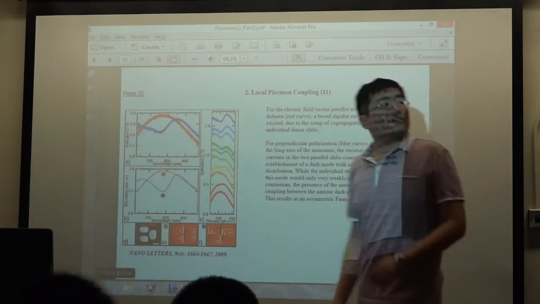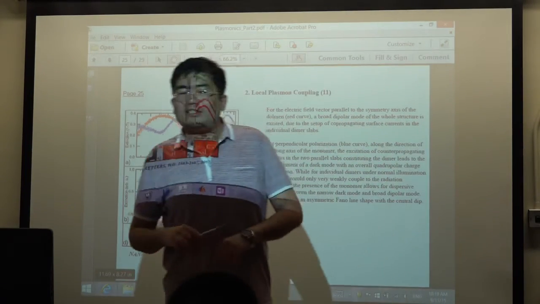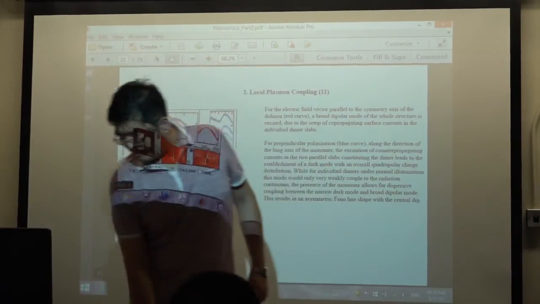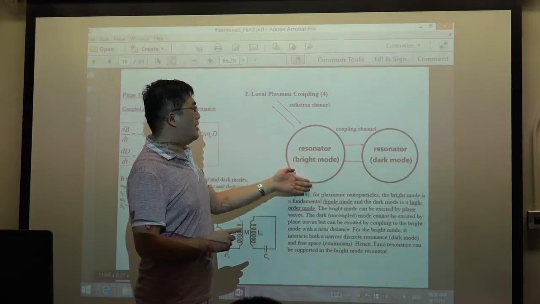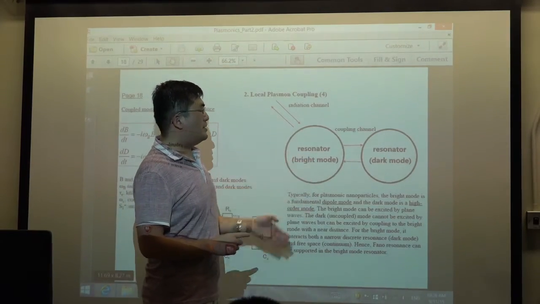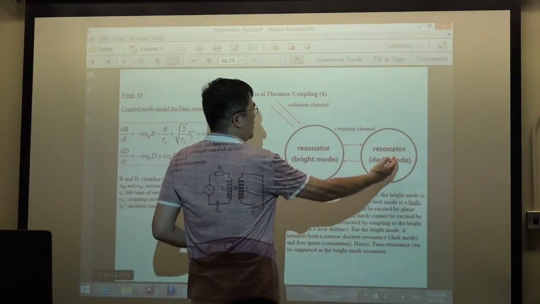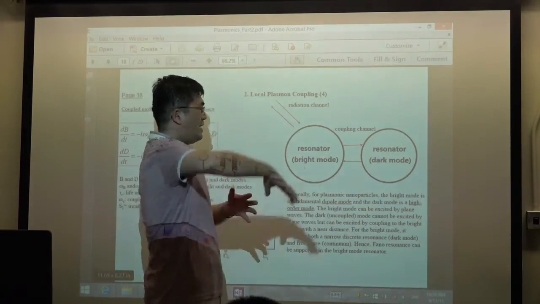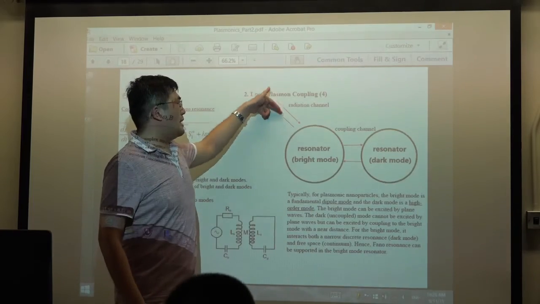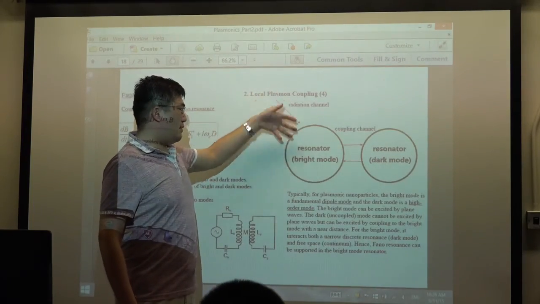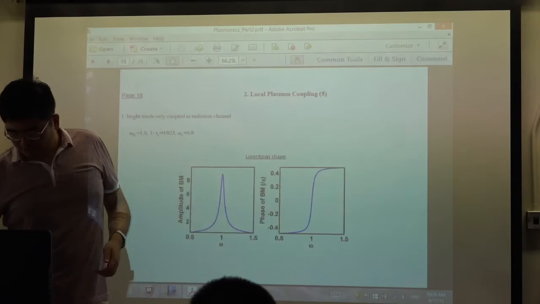Very classical case. Okay, we have many others. How about later ones? About this, here is the bright mode. Bright mode typically comes from the dipole mode. It has a lower frequency, the dark mode has a higher frequency, a quadrupole mode. So it has an odd mode. They can couple to each other, but only the dark mode has coupling to the bright mode.